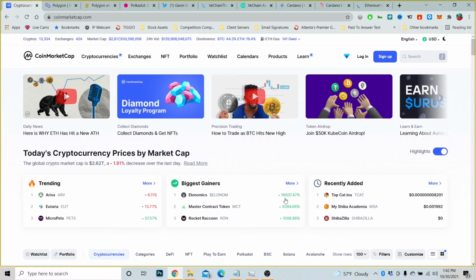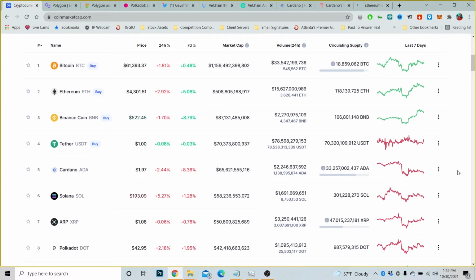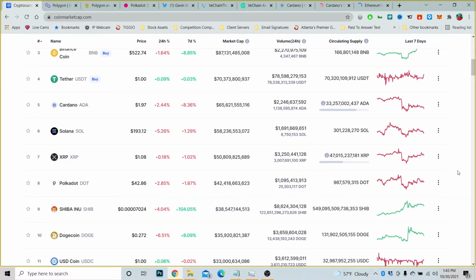So without further ado, let's talk about the top 10 coins: Bitcoin, Ethereum, Binance Coin, Tether, Cardano, Solana, XRP, Polkadot, Shiba Inu, and Dogecoin. When you are playing the crypto game, these coins go up and down so fast. Just think about it: Shiba Inu was number 8 two or three days ago, and Polkadot has since taken that spot. So let's talk about the top cryptos that you probably want to invest in for 2022.